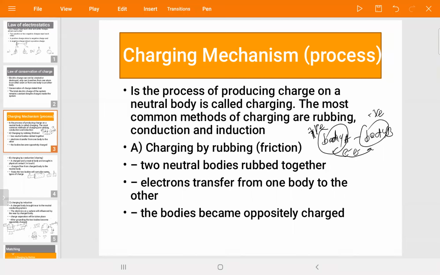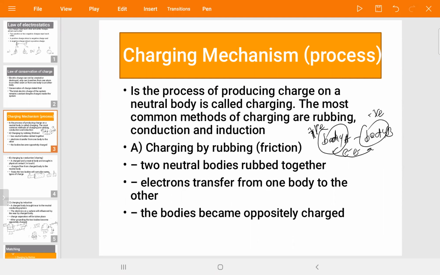So to produce charge, there are common mechanisms. The first one is charging by rubbing. The second one is charging by conduction. And the other one is charging by induction. These are the most common mechanisms that we use to produce charge. A neutral body can be charged by these mechanisms.